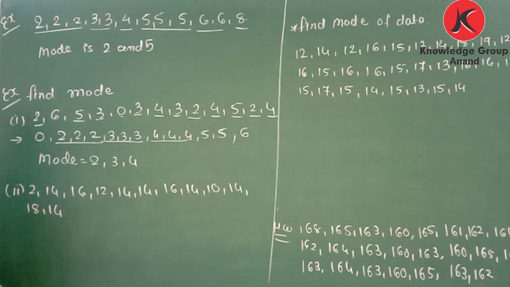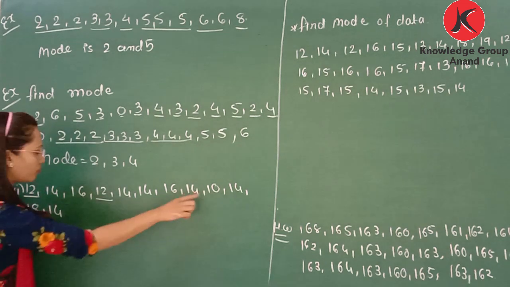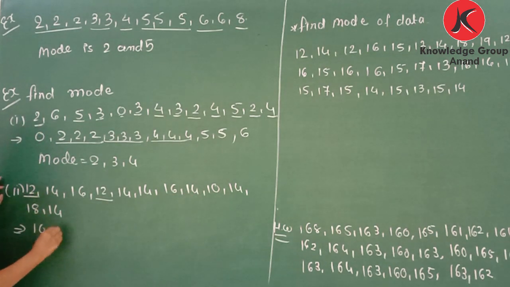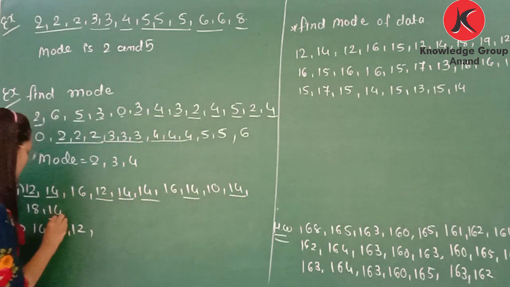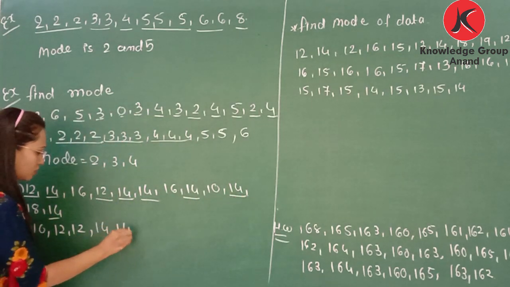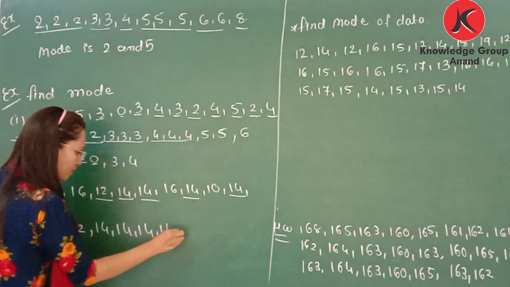Now take the next one. Here data is given. Arrange this in ascending order. First number will be 10. After that 12, 1, 2, so 12 is 2 times. Now 14. 1, 2, 3, 4, 5 and 6. 14 is 6 times. So we will write 14 6 times.